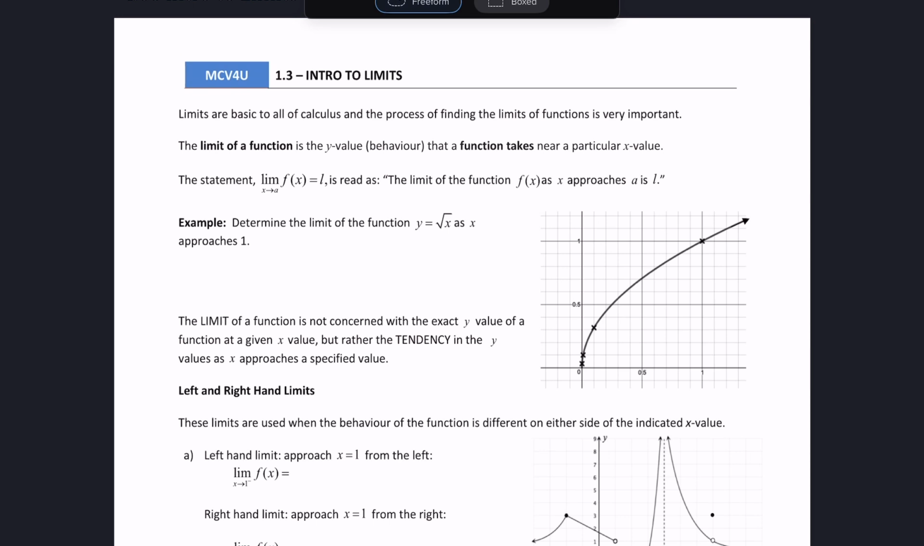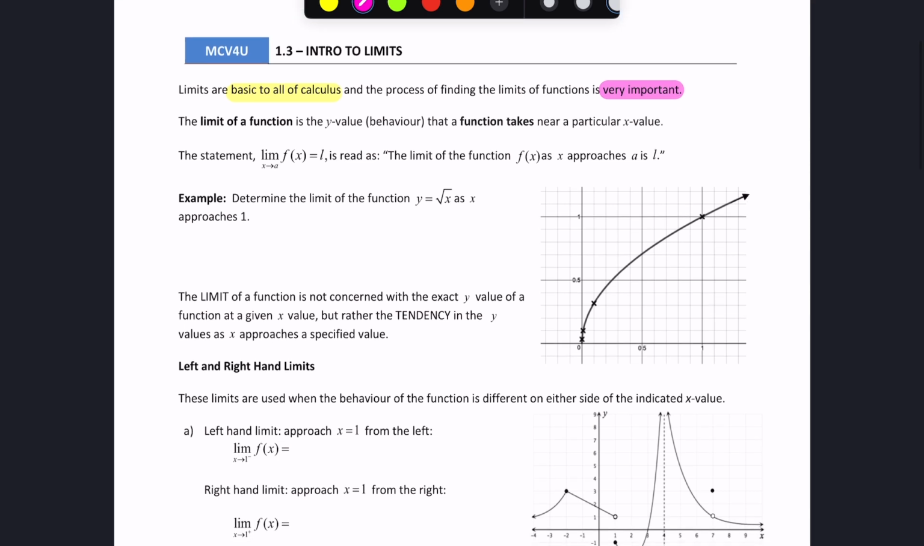In today's video, we'll be talking about intro to limits. Limits are basic to all of calculus, and the process of finding the limits of functions is very important. The limit of a function is the y value, or the behavior, that a function takes near a particular x value.